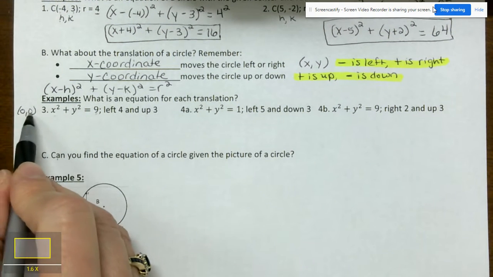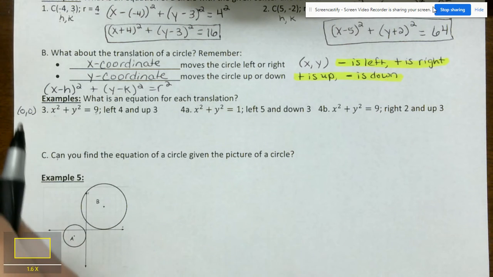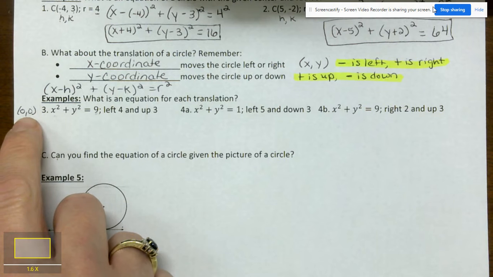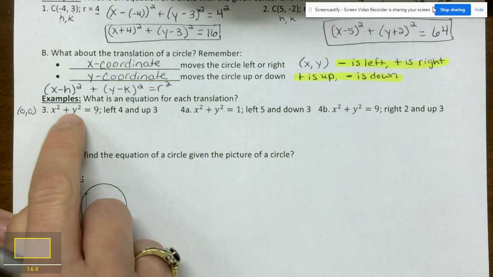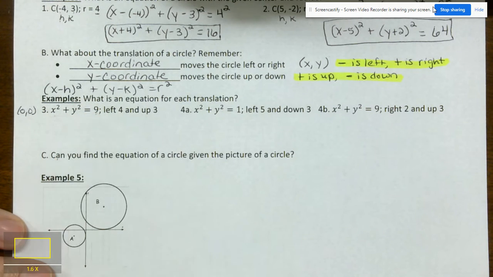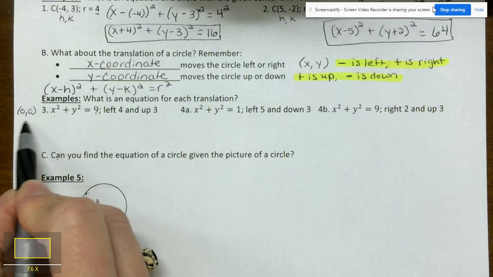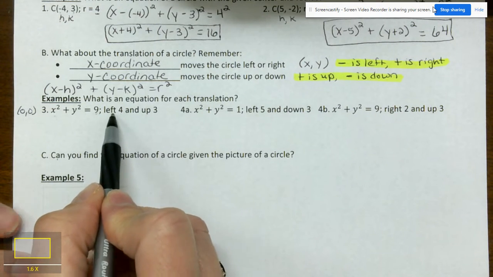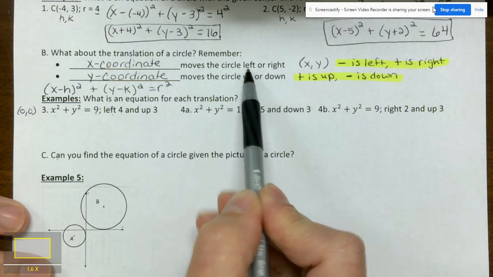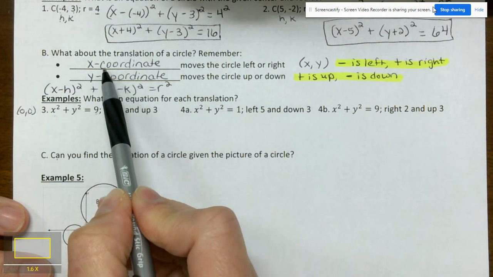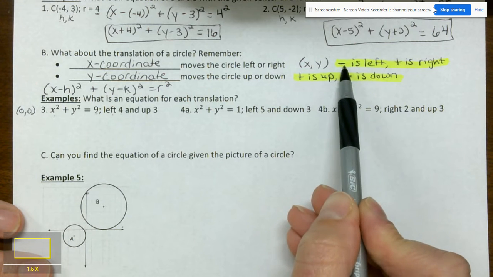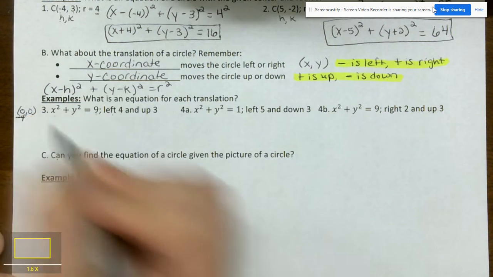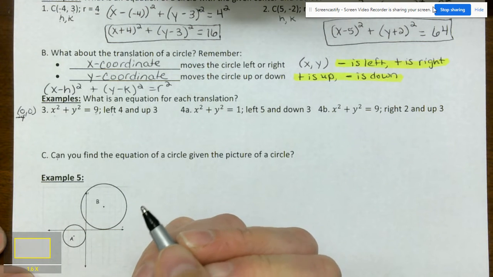So when you come up with that 0, 0, I'll just tell you right now that all of the translations we're going to do, you're going to start with this center of 0, 0. All of them are going to be x squared plus y squared equals something. So you're always going to start with this 0, 0. Then you're going to look left 4. Left is the x, and if it's left, then I subtract. So I'm going to go to the x coordinate, and I'm going to subtract 4.